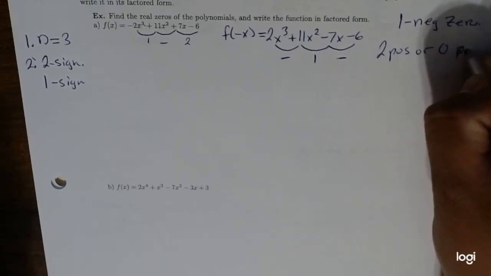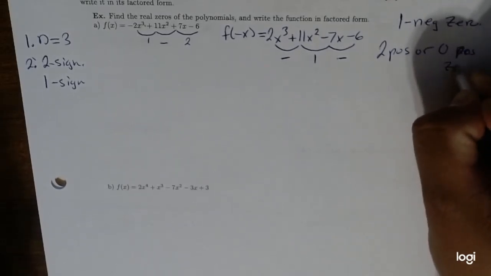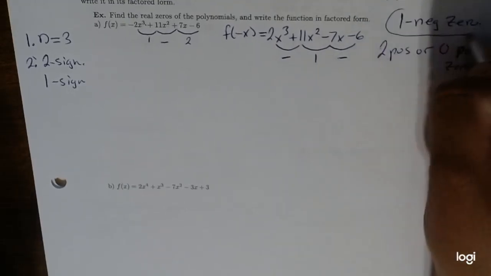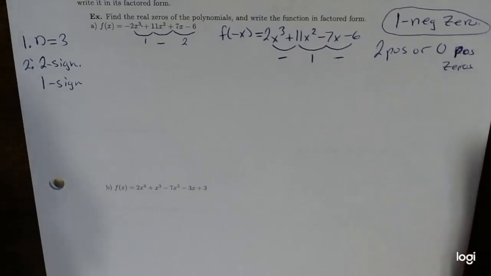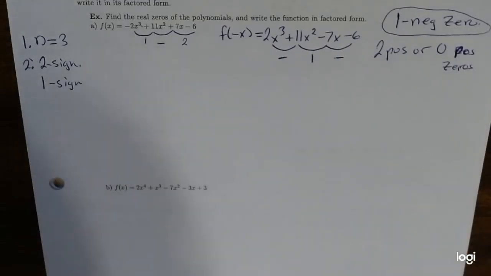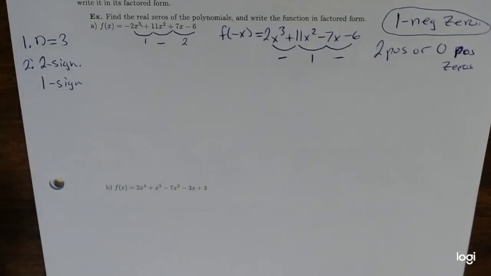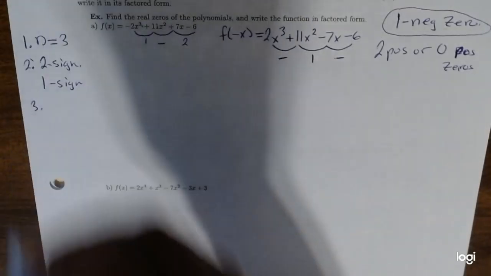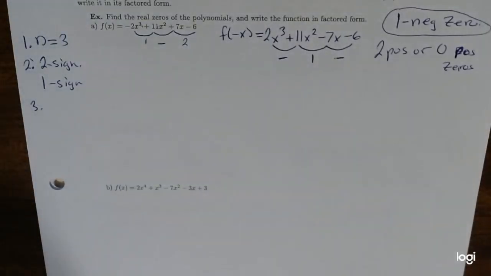Zero positive, sorry, zero positive zeros. But the thing is, we're guaranteed one for sure because of that portion. So again, the whole thing of Descartes' rule of signs is giving you options. Once you find one, we can literally discard the rest of them, and you'll see in a little bit the power of Descartes' rule of signs. So that's step 2. Now step 3, we go to the rational zero theorem.